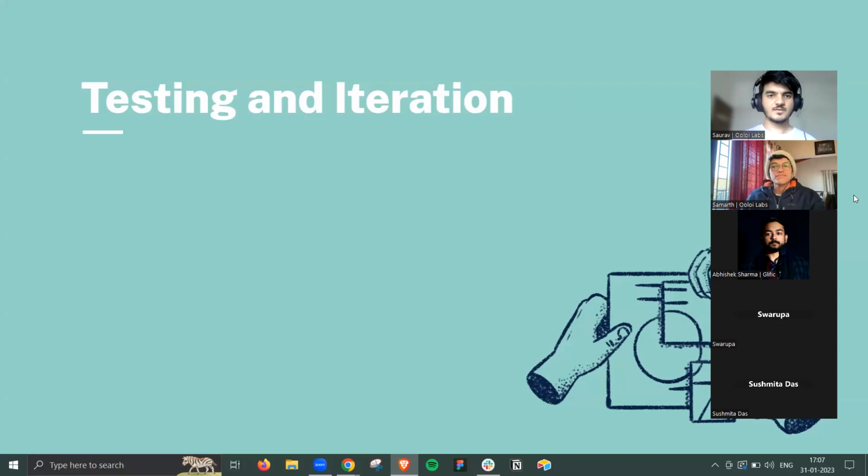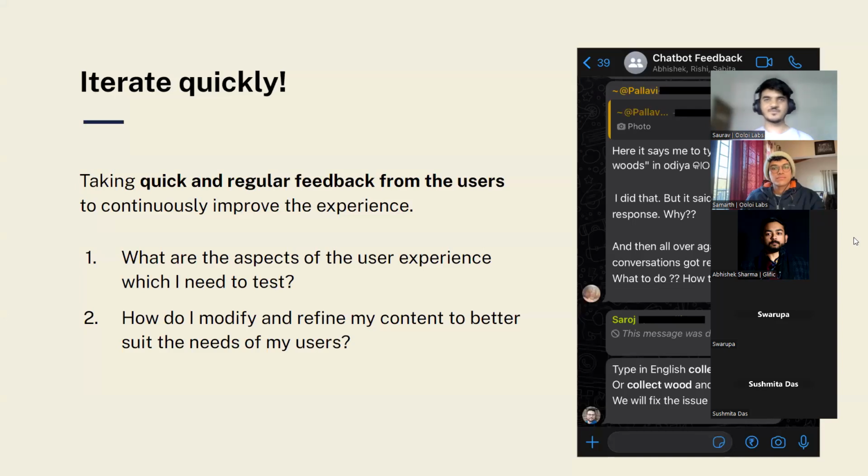Sure. So, testing and iteration. I think this is as simple as testing your product as regularly as possible, taking in feedback from your users, and bringing that back into your content. How do you take that feedback to improve your experience for your users? Some questions we like to ask are: what aspects of the user experience do we need to understand better or test? And how do we modify and refine our content based on the feedback so that it meets the needs of the users?